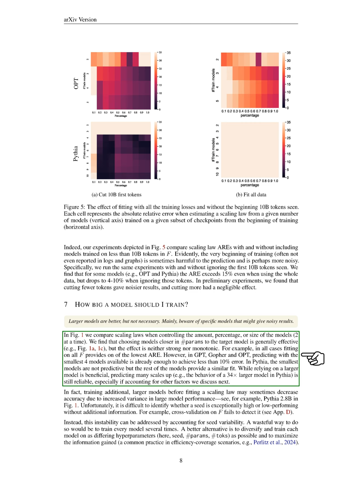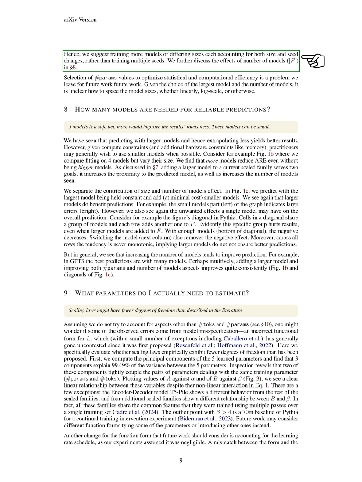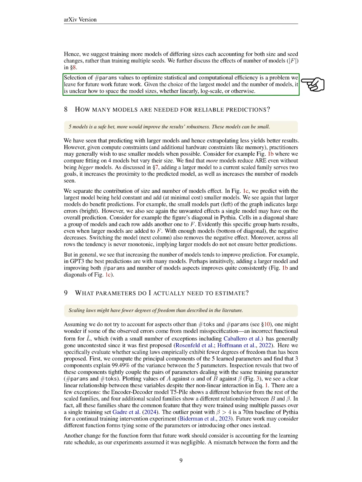While larger models are beneficial, predicting across many scales can still be reliable, especially when considering other factors. We note that training additional larger models before fitting a scaling law can sometimes reduce accuracy due to increased variance in performance. Identifying whether a seed is particularly high or low performing is challenging without extra information, and cross-validation does not help in this regard. To address this instability, we suggest diversifying our training by using different hyperparameters rather than training multiple seeds. Finally, we discuss how many models are needed for reliable predictions.